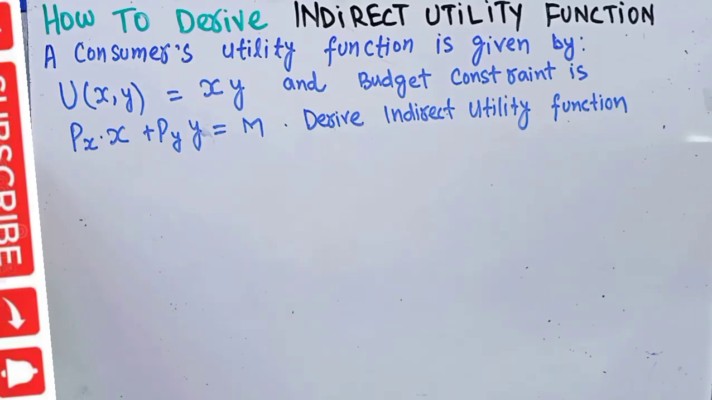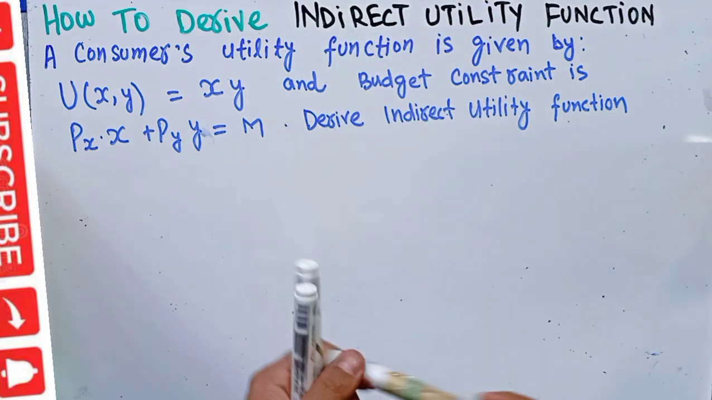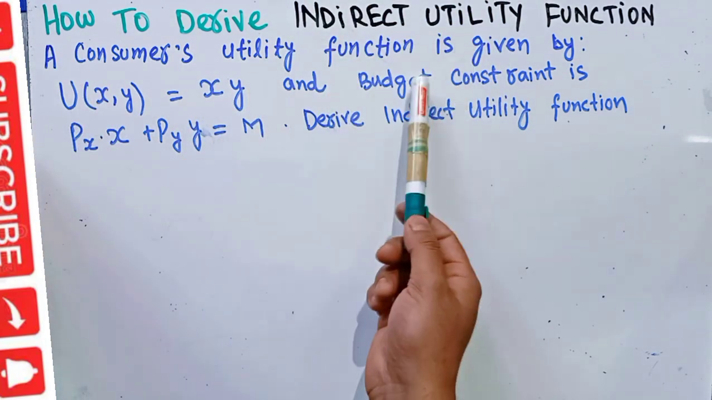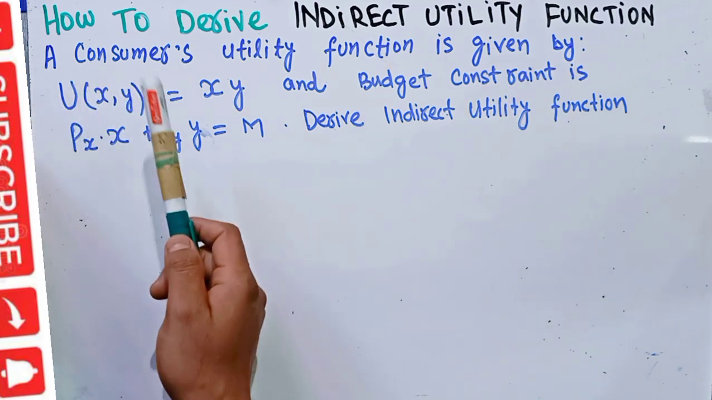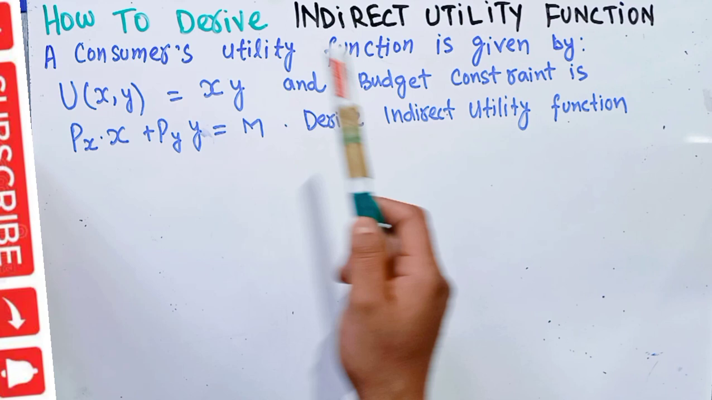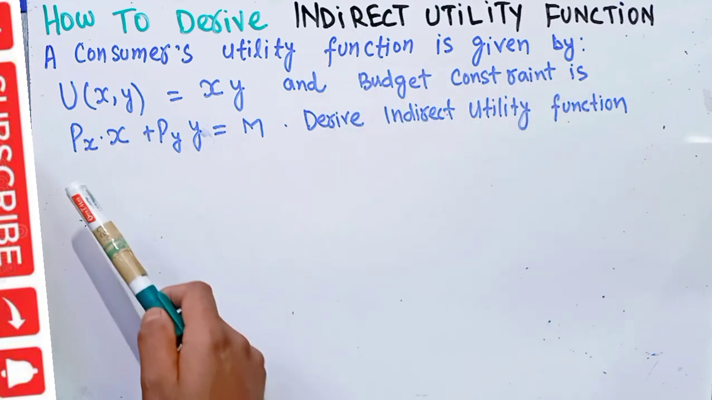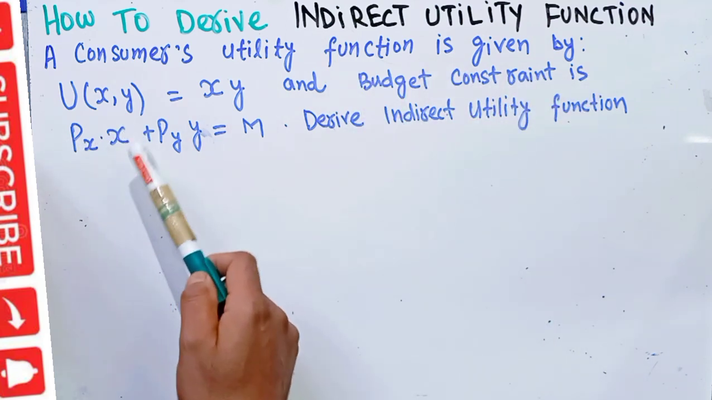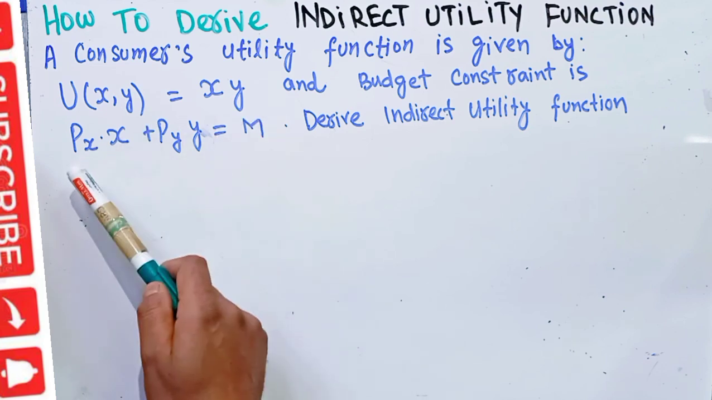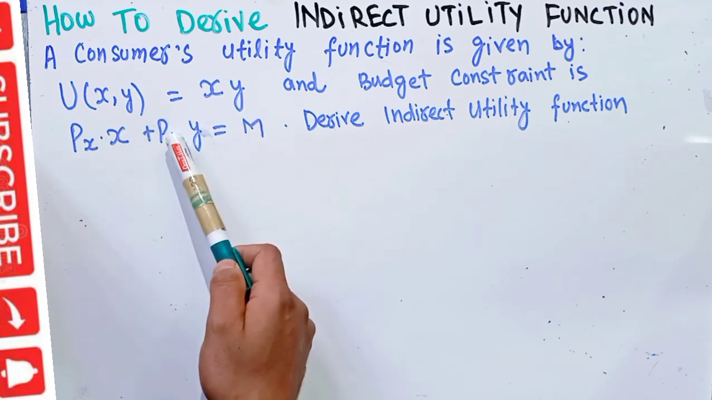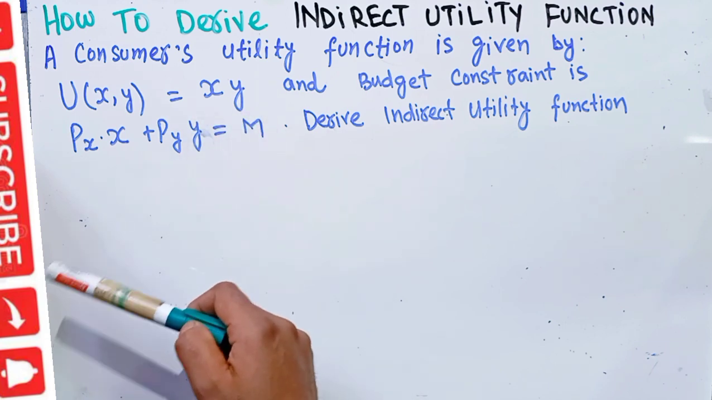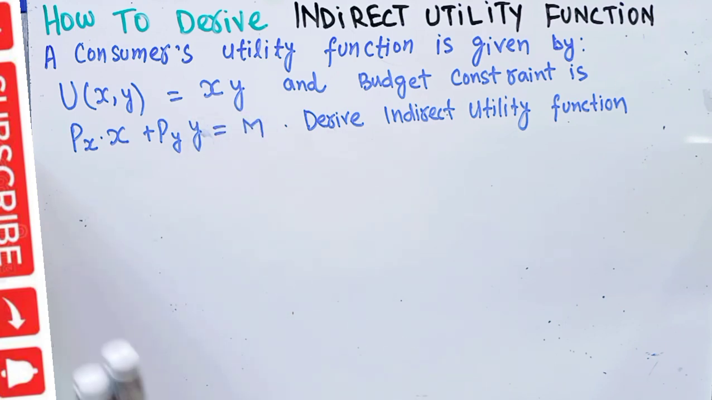In this video, we will learn how to derive the indirect utility function from the given utility function and the budget constraint of the consumer. The question is: a consumer's utility function is given by U, a function of two goods x and y, which is equal to x times y, and the budget constraint of the consumer is Px times x plus Py times y equals M. Px is the price of good x, Py is the price of good y, and M is the total income of the consumer. We need to derive the indirect utility function.